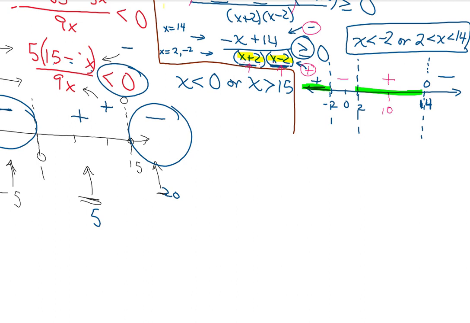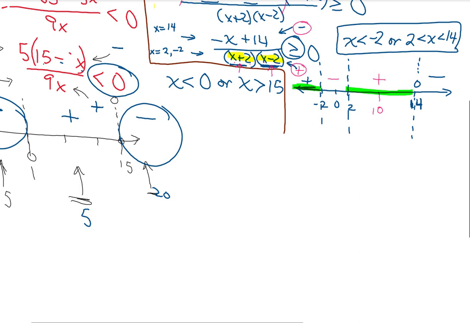Now, you'll notice that on both examples I did, every time I crossed one of these dotted lines, it changed signs. Positive, negative, positive here, then it became negative, then it became positive in the next section, then it became negative again. That will normally be the case.